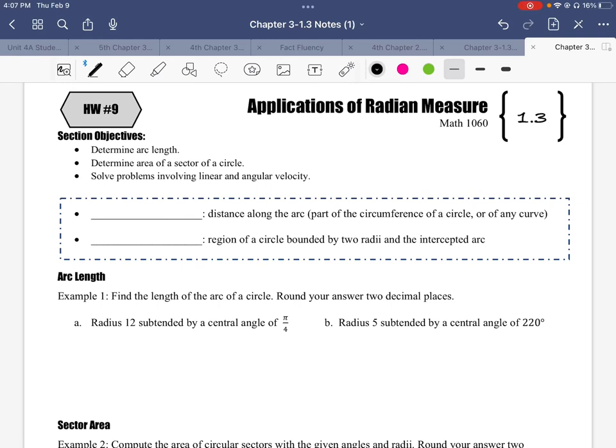As promised, here is a video of the 1.3 notes. Like I said, I really don't think that this is super difficult. I think you guys will catch on to this really quick. So a couple of vocabulary words to start.